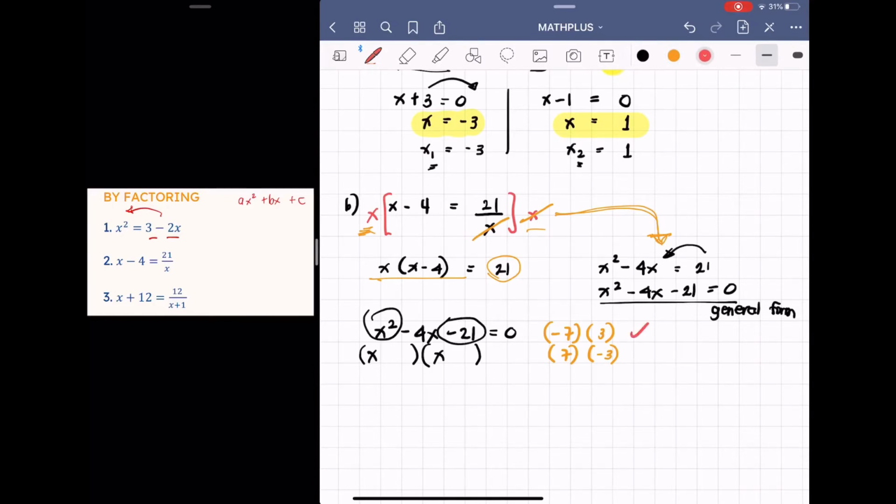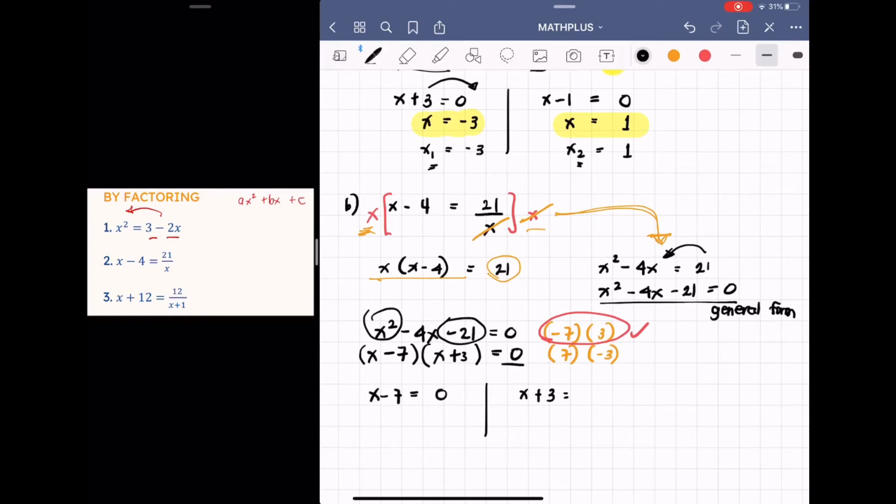So negative 7 plus 3 gives you negative 4, which means we write these as part of the binomials. So we have x minus 7 and x plus 3, and then, of course, equate it to 0. After completely factoring the left side of the equation, you get each factor, x minus 7 and x plus 3, and you equate each to the right side of your equation, which is 0.